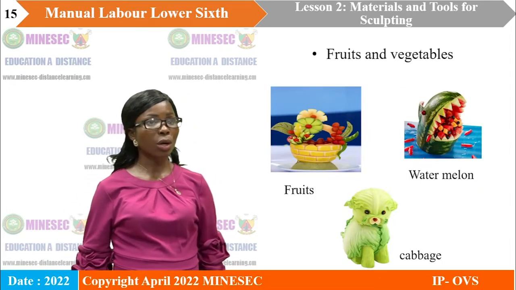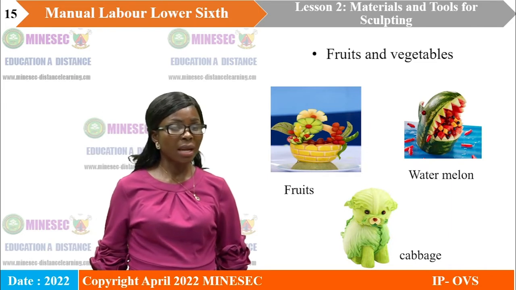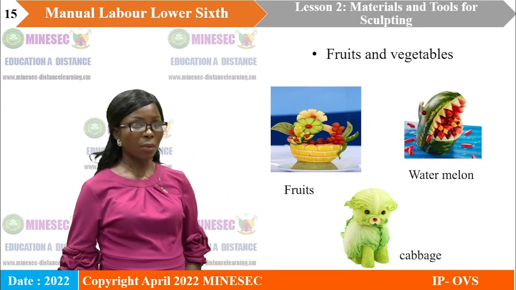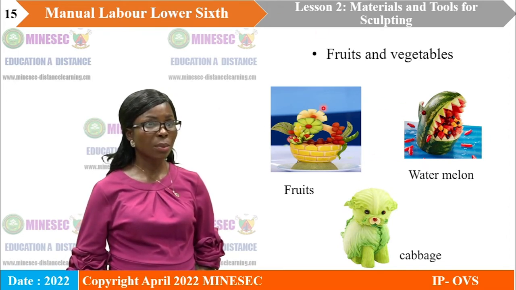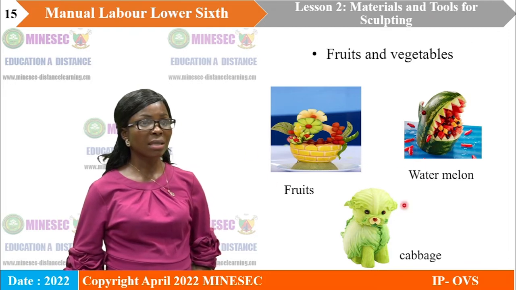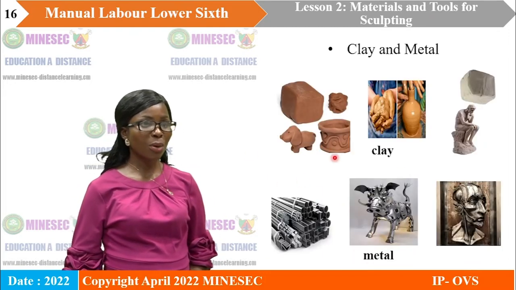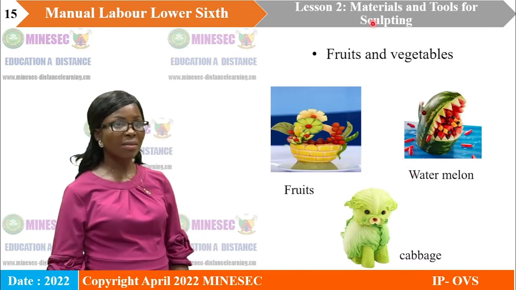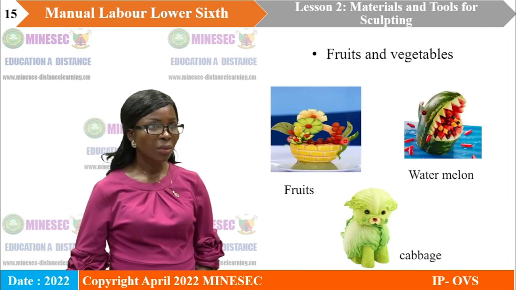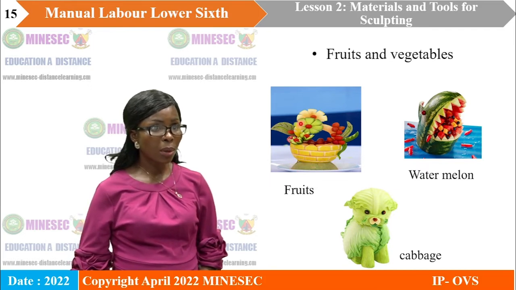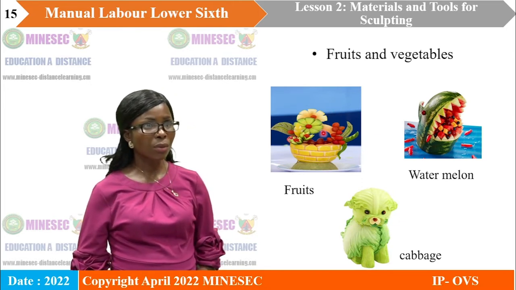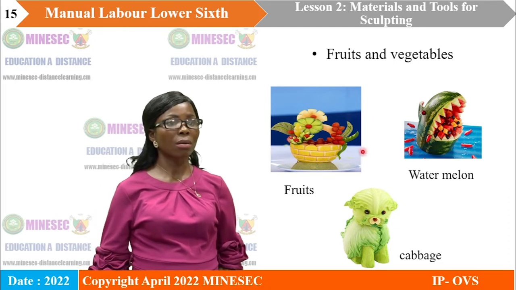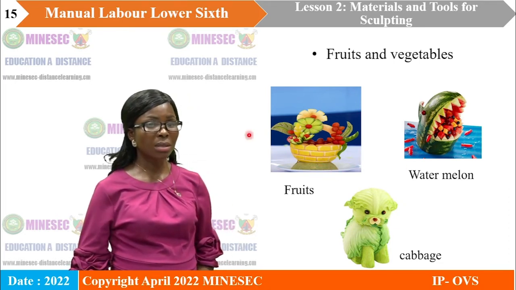We still have to continue with other materials used for sculpting. If you look keenly, you'll see that these are perishable materials. These are vegetables. Fruits are vegetable materials that have been used to carve out objects. Look at this fruit here, if you look keenly, it's a pineapple. Up here, you're going to have fruit like cucumber and other leafy vegetables that have been used to carve out this structure.